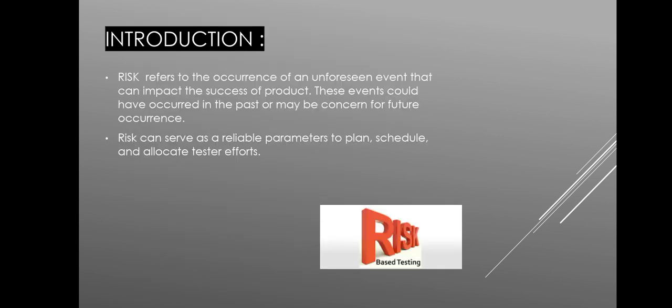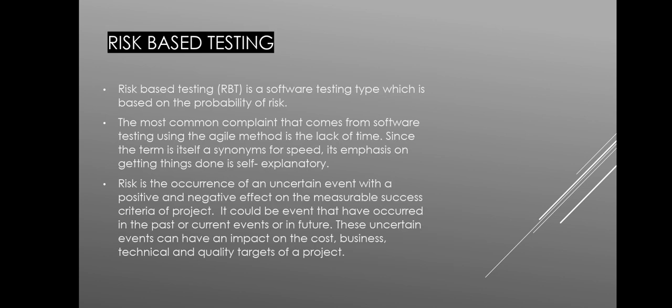Let's start with introduction. The exact definition of risk refers to the occurrence of an unforeseen event that can impact the success of product. These events could have occurred in the past or may be concerned for future occurrence. Risk can serve as a reliable parameter to plan, schedule and allocate tester efforts. Risk based testing is a software testing type which is based on the probability of risk.